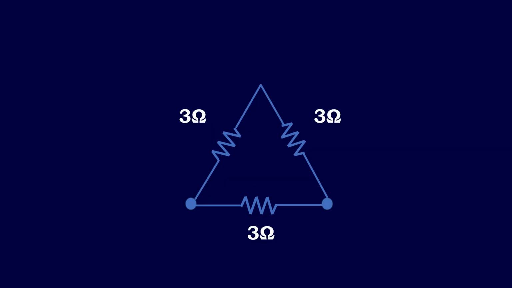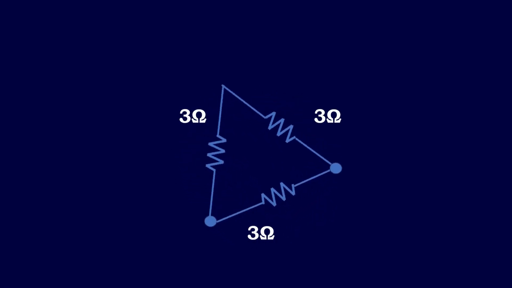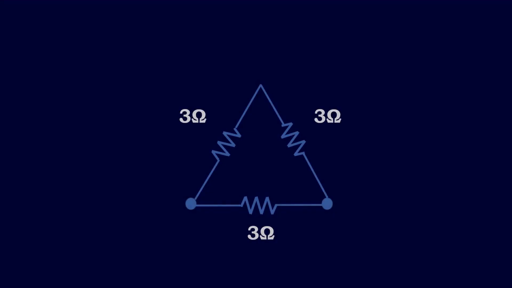And now comes the key moment. The question asks us to find the effective resistance between 2 vertices of this triangle. So, let's choose these 2 bottom vertices. Now, an important point to note here is, it actually does not matter which 2 vertices you choose. Because of the symmetry of the system, the result will always be the same. Let's rearrange this circuit so that we can clearly identify which resistors are in series and which are in parallel.